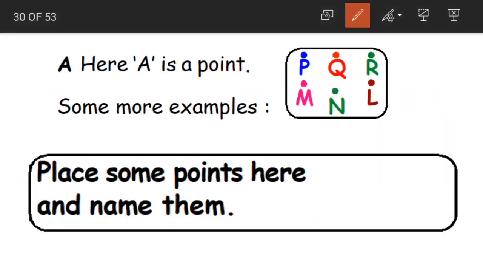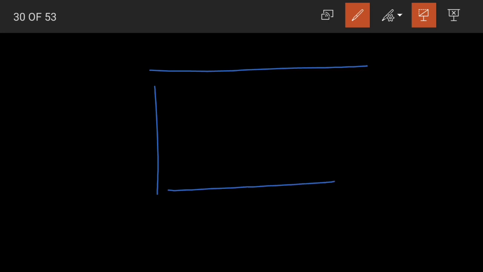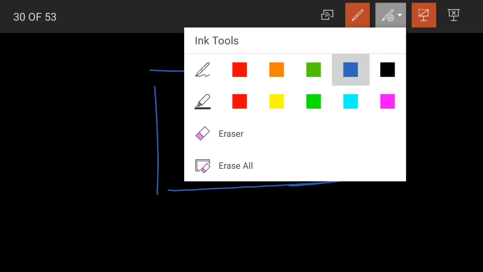So what are they saying? We give names to our points. For example, see, this is a sheet of paper, and on this sheet of paper I have made so many points. Now I'll ask you, from which point should I start drawing? So how can you say there are so many points here?